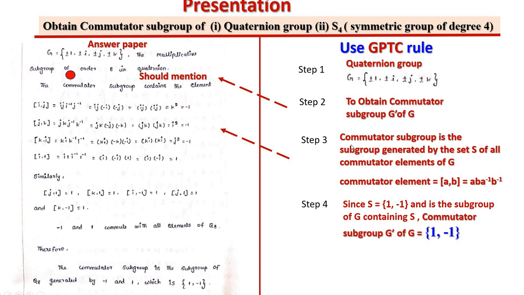So in step 3, you should mention what is meant by commutator subgroup. That is not mentioned directly. Commutator element is considered. So all these steps are to be written. That is not written here. So care should be taken to write all this. And of course, the conclusion is there.